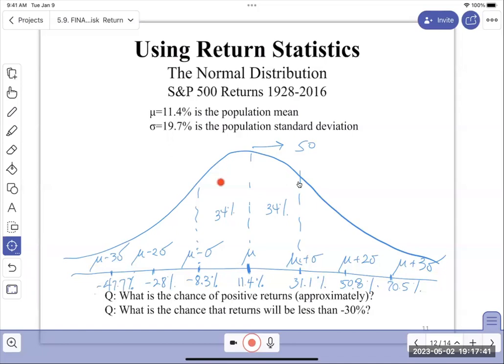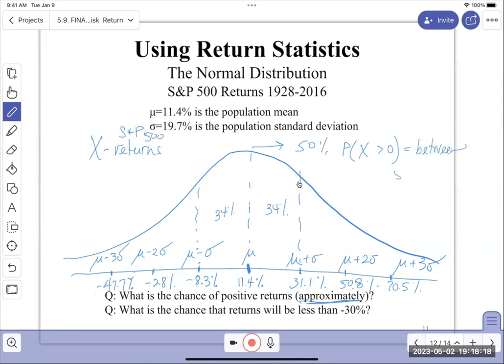Yeah, so you kind of just want to divide this in half, but it's not exactly half. So you could say, because the word is approximately, right? So you could say, the probability that the returns X are greater than 0. The chance that X is greater than 0 is between 50% and, let me say approximately, 66%.